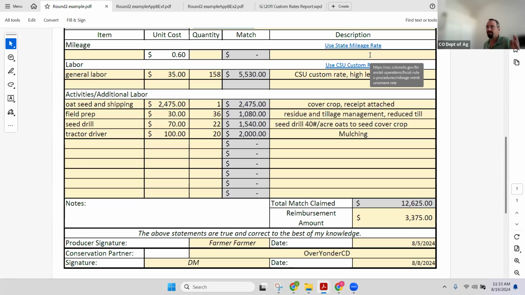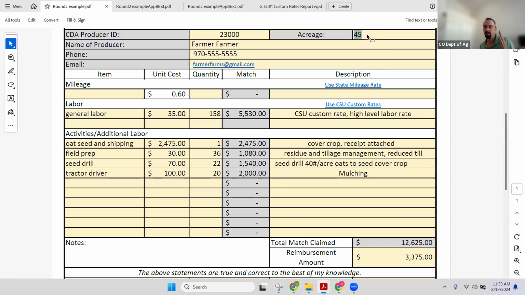So they could invest $35,000 in this, but they can still only retrieve from the program $3,375. That's their max. That's the acreage multiplied by 75. And that'd be between the minimum of 1,000 and the maximum of 5,000. If this person was trying to get 5,000, they would have had to enroll more acres. But since they enrolled the 45-acre field and multiplied that by 75, we're within that 1,000 to 5,000, so that's what they get.